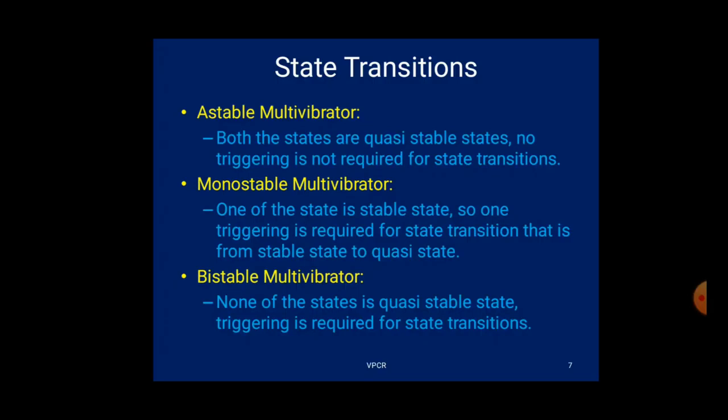So keep in mind that stable state means whatever the circuit status, working status, or output is, that will not change. Only if you give some external triggering, if you disturb the circuit, will it change state. That is stable. For quasi stable state, you need not disturb the circuit; you wait for some time and it will change to the other state. If the changed state is also quasi stable, again you need not do anything, it will come back to the first state.